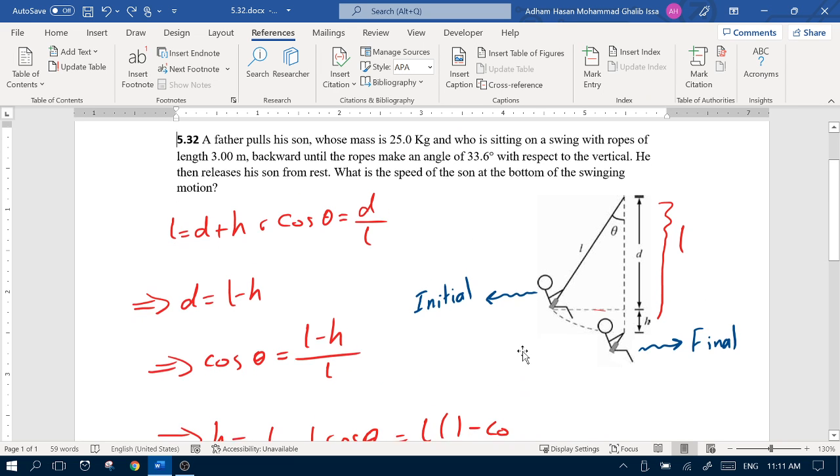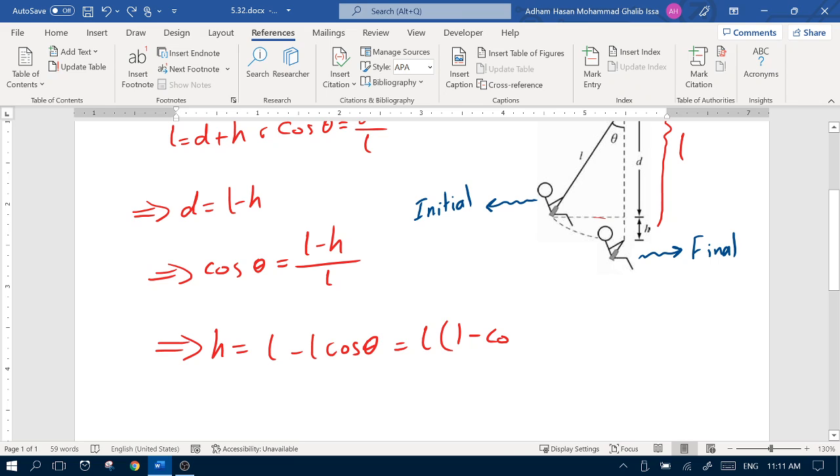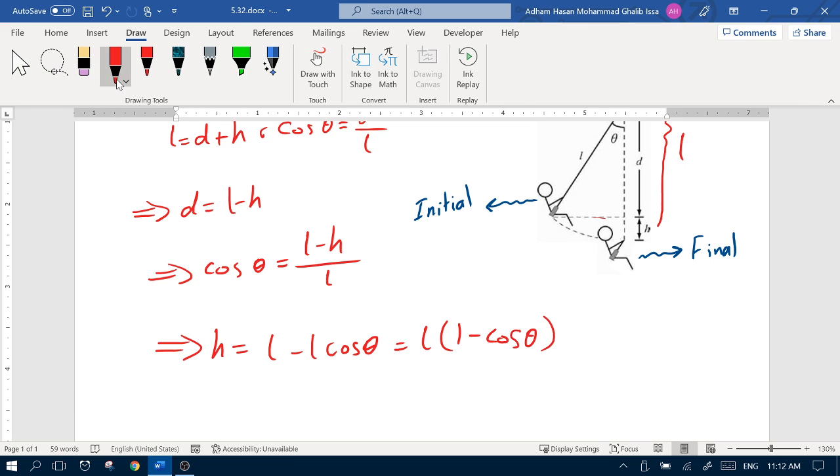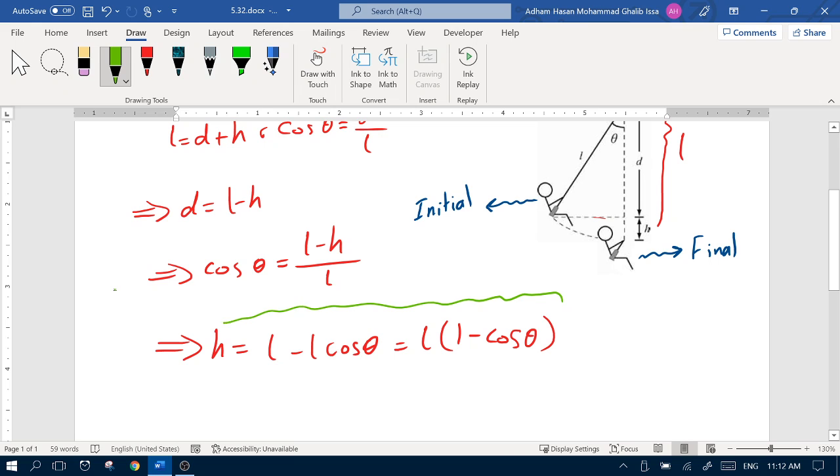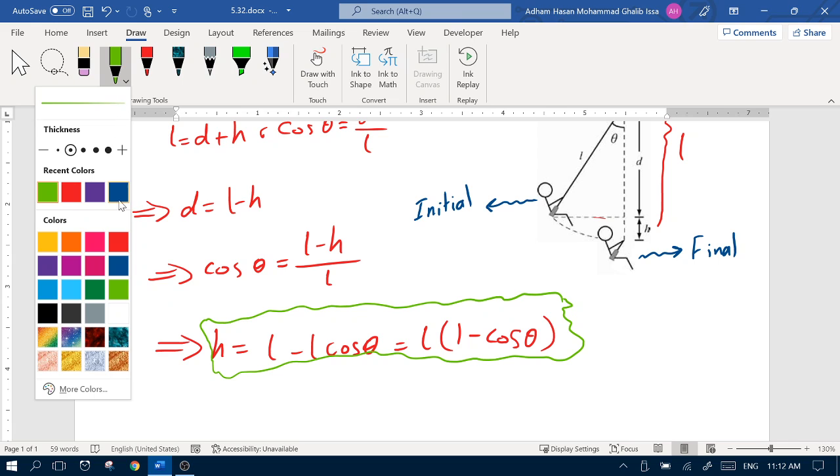Now this is a really neat and good equation in here. It's L multiplied by 1 minus cosine theta, one more time, and this is h. Now this is a very important equation. We will use it in order to solve the question. Now let's do it. Now look how easy things now are.